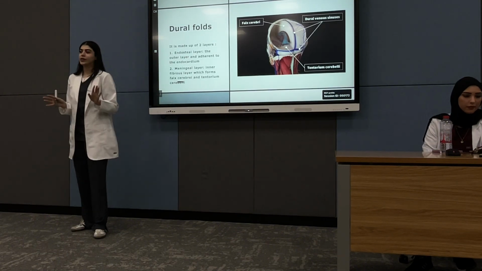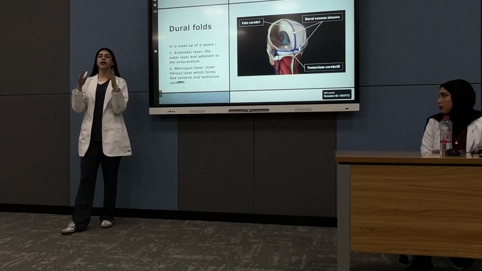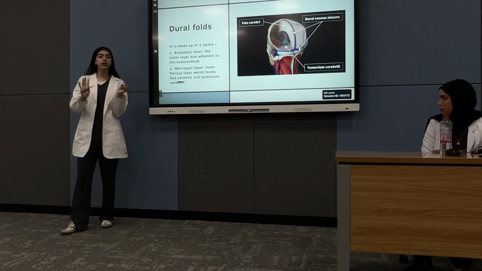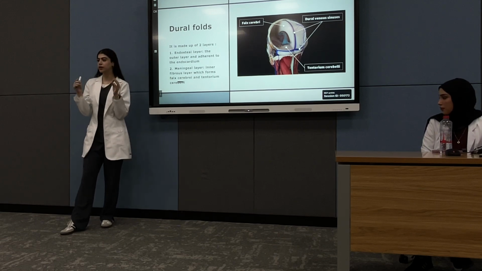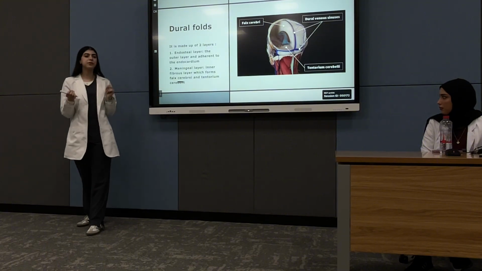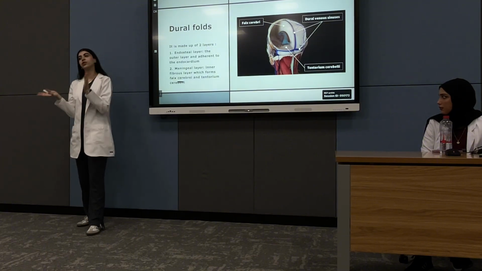Okay, dural folds. Dural folds are basically, in this case, just made up of two layers, endosteal and the meningeal layer. The endosteal is the one that's firmly adherent to the pericranium, to the endocranium. The meningeal layer is basically the inner fibrous layer which forms the falx cerebri and the tentorium cerebelli.